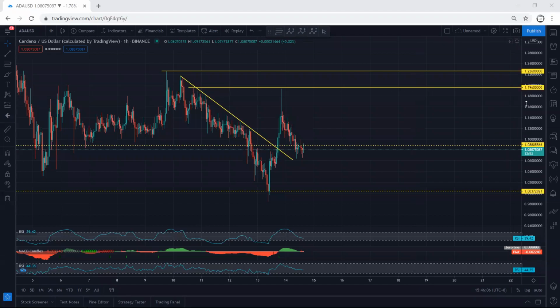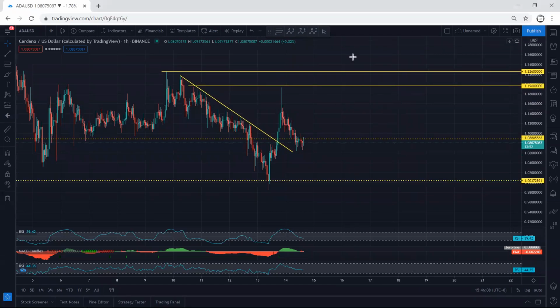ADA, we start with the 1 hour chart. If we refer to our analysis, when the price was exactly within this range, we mentioned we can expect the price to drop quite more, because if we want to look for buy, we have to get the proper correction. And as we can see right now, the price dropped. Now we want to see what's next.